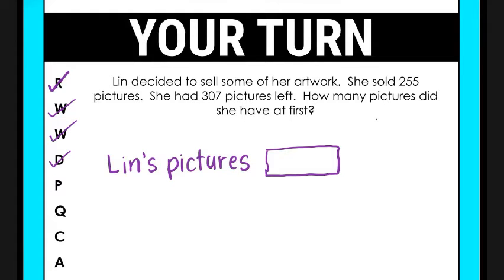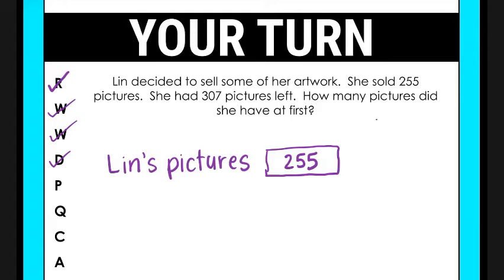So remember the P stands for plug in information. So let's read sentence by sentence to figure out which information we need to plug in. Lynn decided to sell some of her artwork. Is there any information in that sentence that we need to plug in? Not yet. Let's go to the next sentence. She sold 255 pictures. That's important. So how many pictures did she sell? 255. So on your paper in that first box, go ahead and put in the 255.